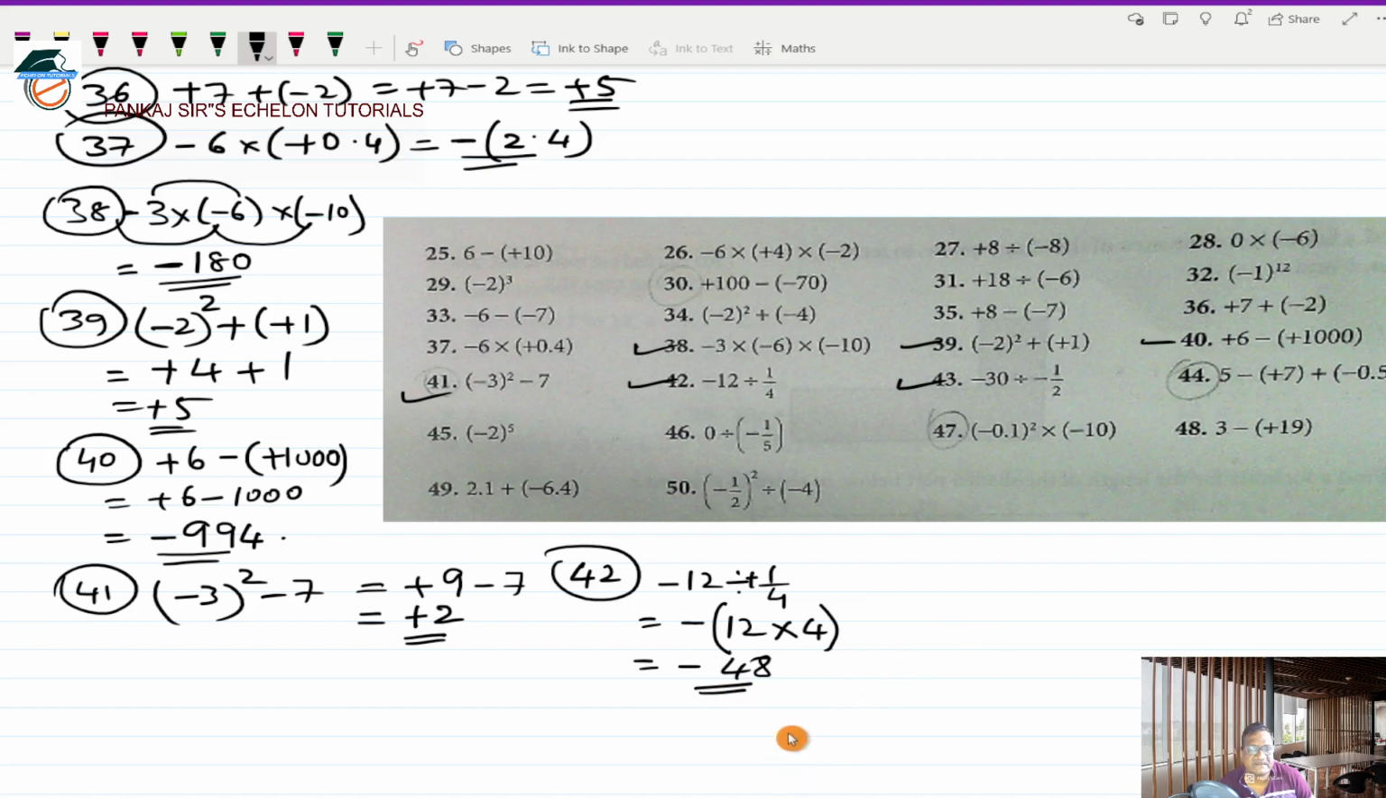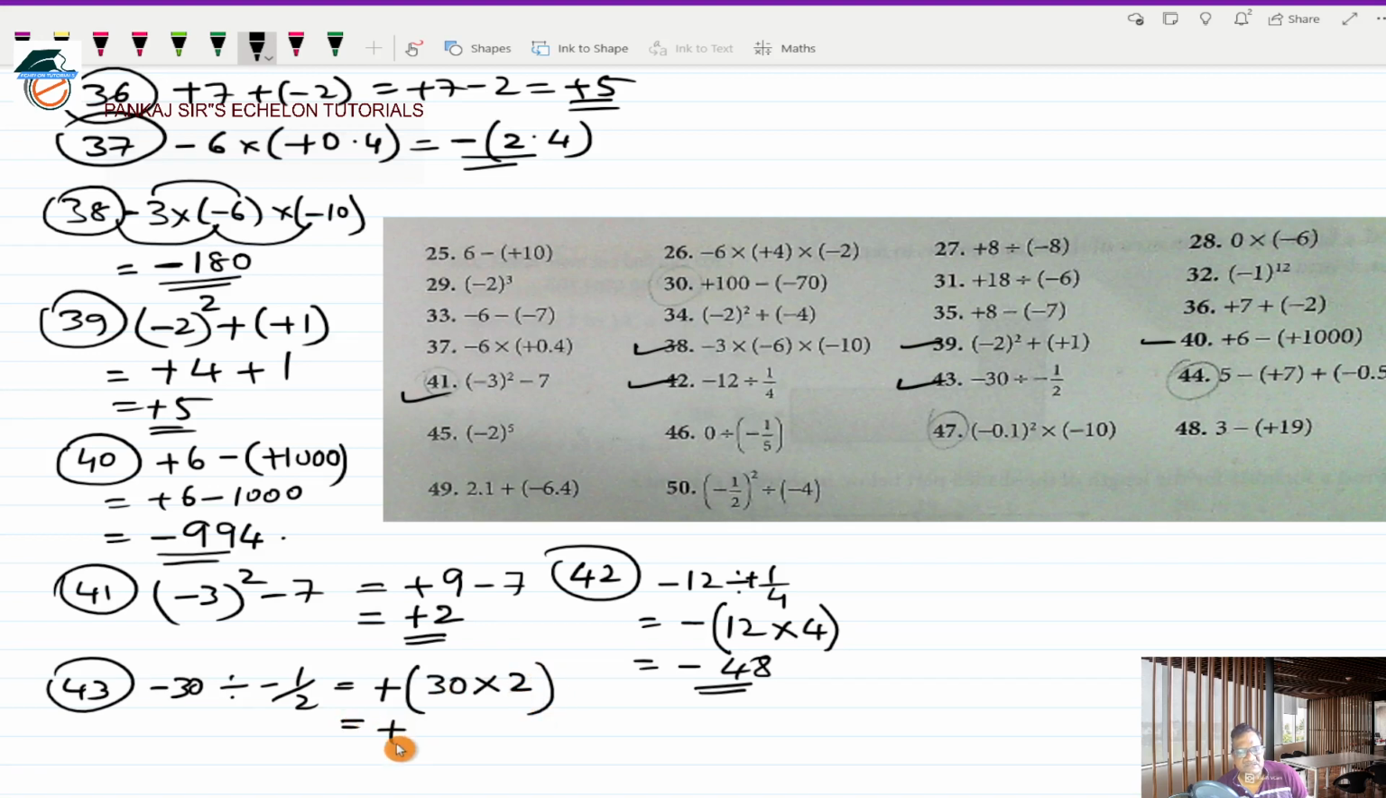43. Now 43 says that minus 30 divided by a minus half. Now again minus divided by minus will be a plus. Then I'll take this number 30. Now it is division, so I'll do multiplication, and 1 by 2 ka reciprocal will be 2 by 1, so I'll make it 2. This will work out to plus 30 into 2 is 60. So plus 60 is my final answer for 43. Which is correct, fine.